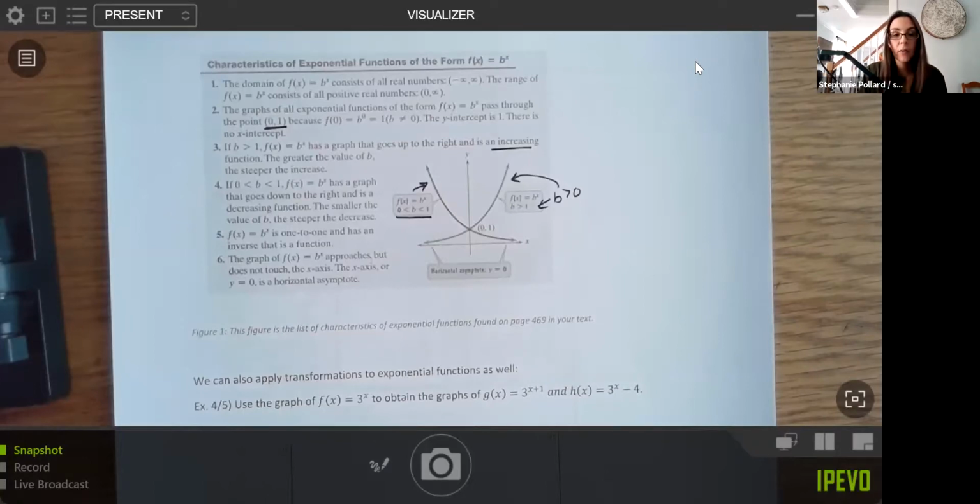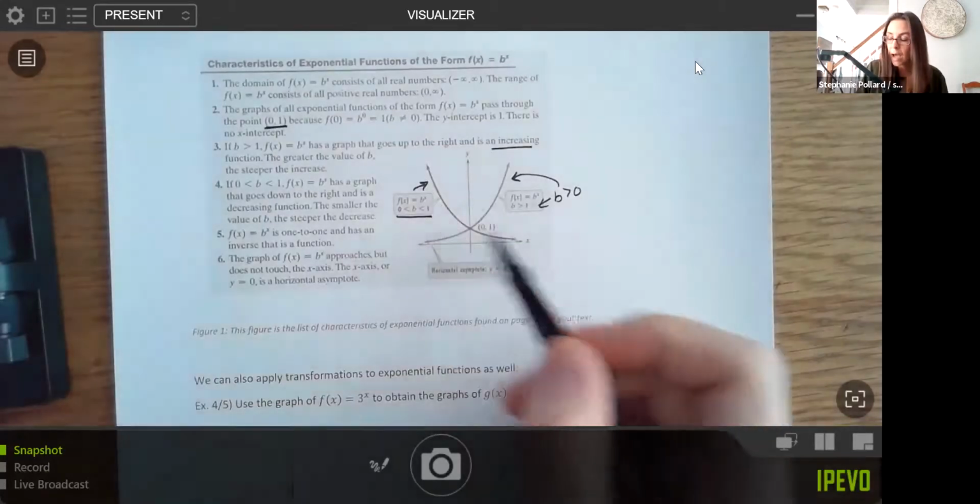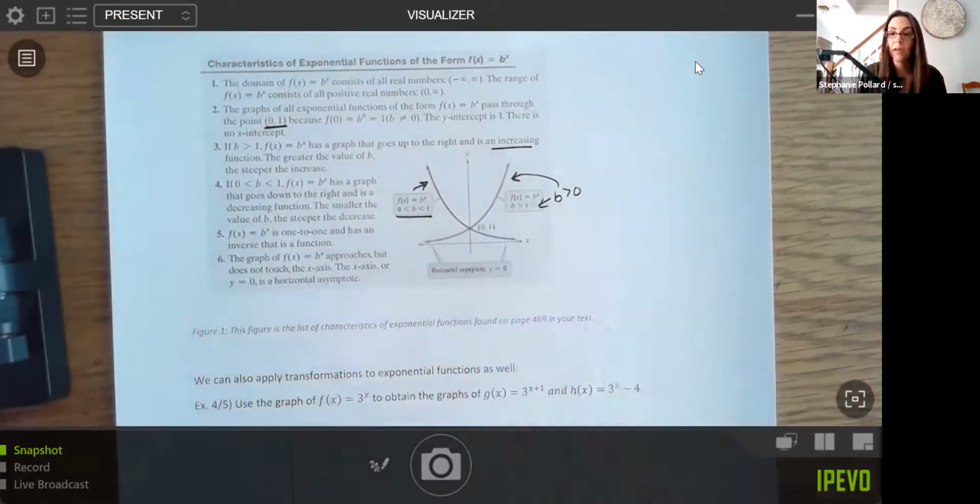f(x) is a one-to-one function, and it does have an inverse. So if you look at either of these graphs, they pass both the vertical and horizontal line tests. So they are functions. They do have inverses. They are one-to-one. We'll talk about inverses in another video. Here for exponentials, like I mentioned already, the graph approaches but does not touch the x-axis. And you do have a horizontal asymptote there as well.